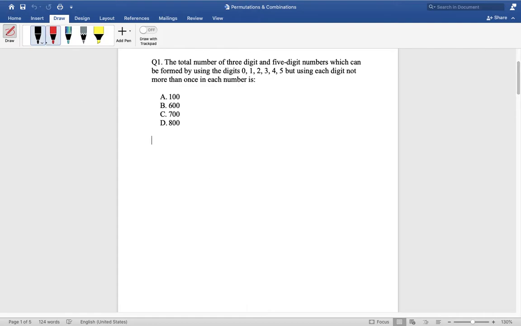So question first is the total number of 3-digit and 5-digit numbers which can be formed by using the digits 0, 1, 2, 3, 4, 5, but using each digit not more than once in each number. So I have to make 3-digit and 5-digit numbers, but I cannot use any digit more than once. So first let us look at the 3-digit numbers.